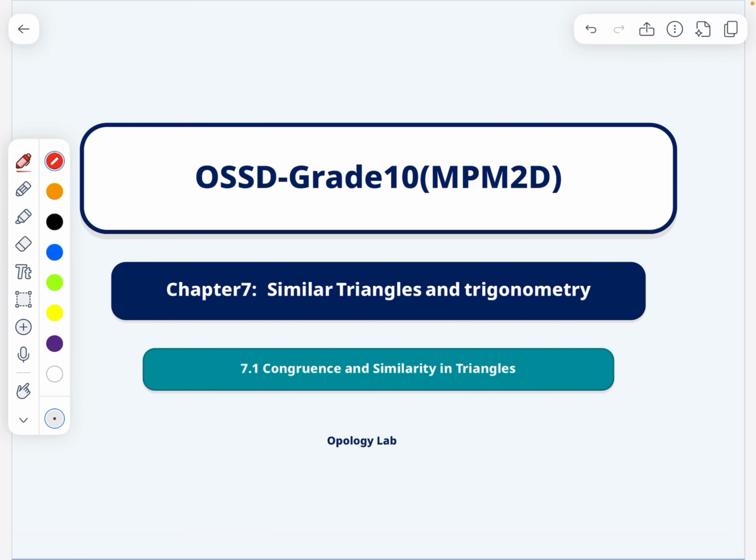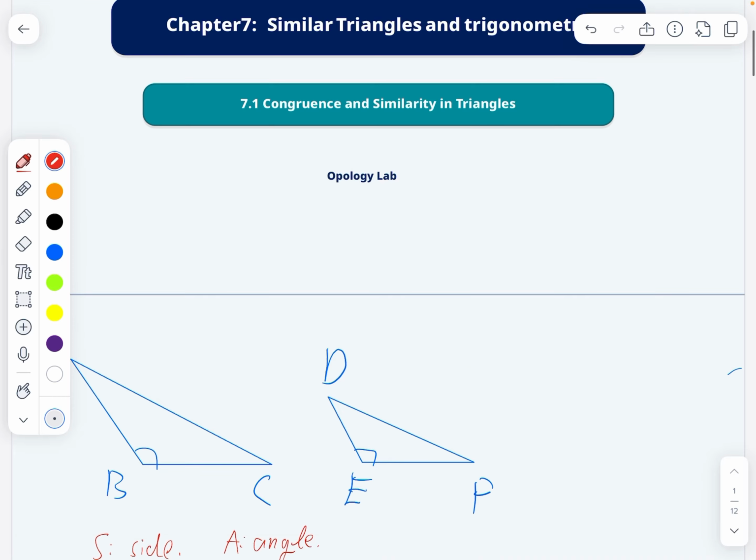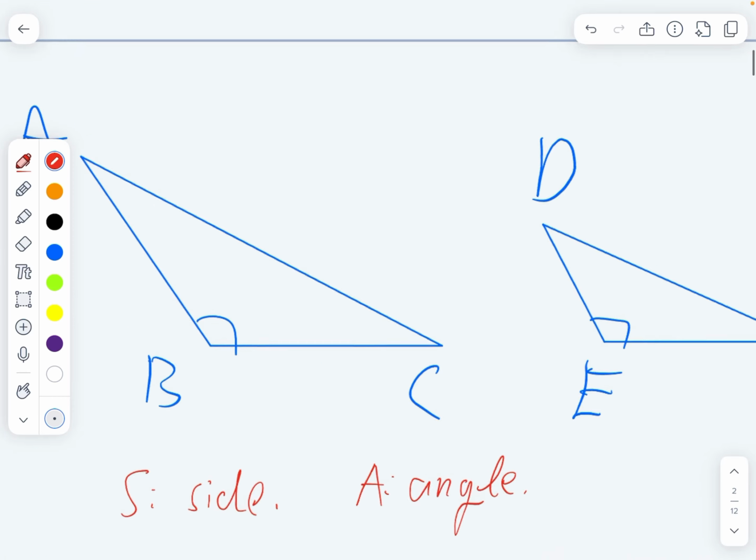In this chapter we're going to talk about several geometric properties of triangles. The first section is similar triangles. So what does that mean?